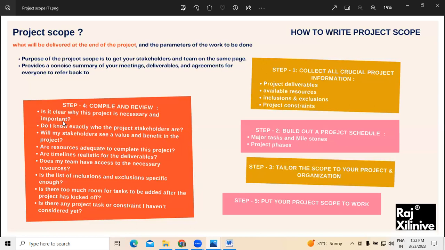At the same time, we need to list the inclusions and exclusions which are specific enough. Followed by this, is there any possibility for us to add new requirements in future? Or is there anything that we have left out so far to be taken as a project task? This comes under compile and review. Once we have done the compile and review, we put all this in the project scope of work.